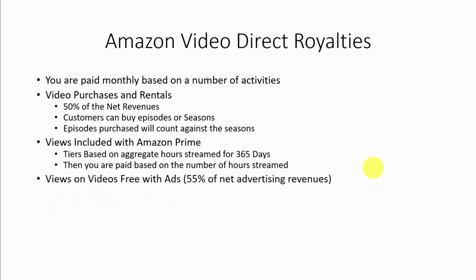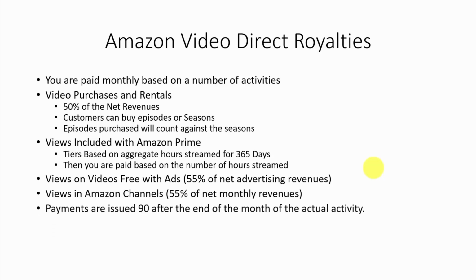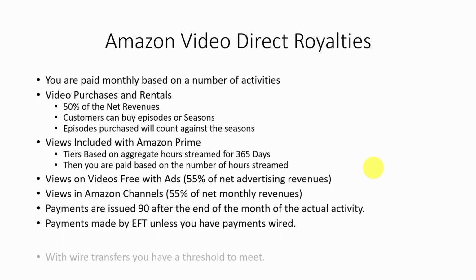You're also going to be paid 55% of the net advertising revenue of individuals who've chosen to watch videos free but to have ads associated with them. You'll also be paid 55% of net monthly revenues of individuals who are watching your videos through Amazon channels. When that happens, payments are going to be issued 90 days after the end of the month after the activity occurs. And payments are going to be made by the bank account that you've already set up unless you choose to have payments wire transferred.